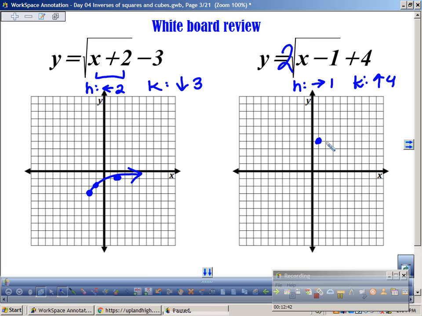From the first point, you go over 2, or over 1, up 2. Up 2. Then what? Then you go over 3, up 2. Yes. Natasha. If I were to keep going, what would be my next point? You'd have to go over 5.